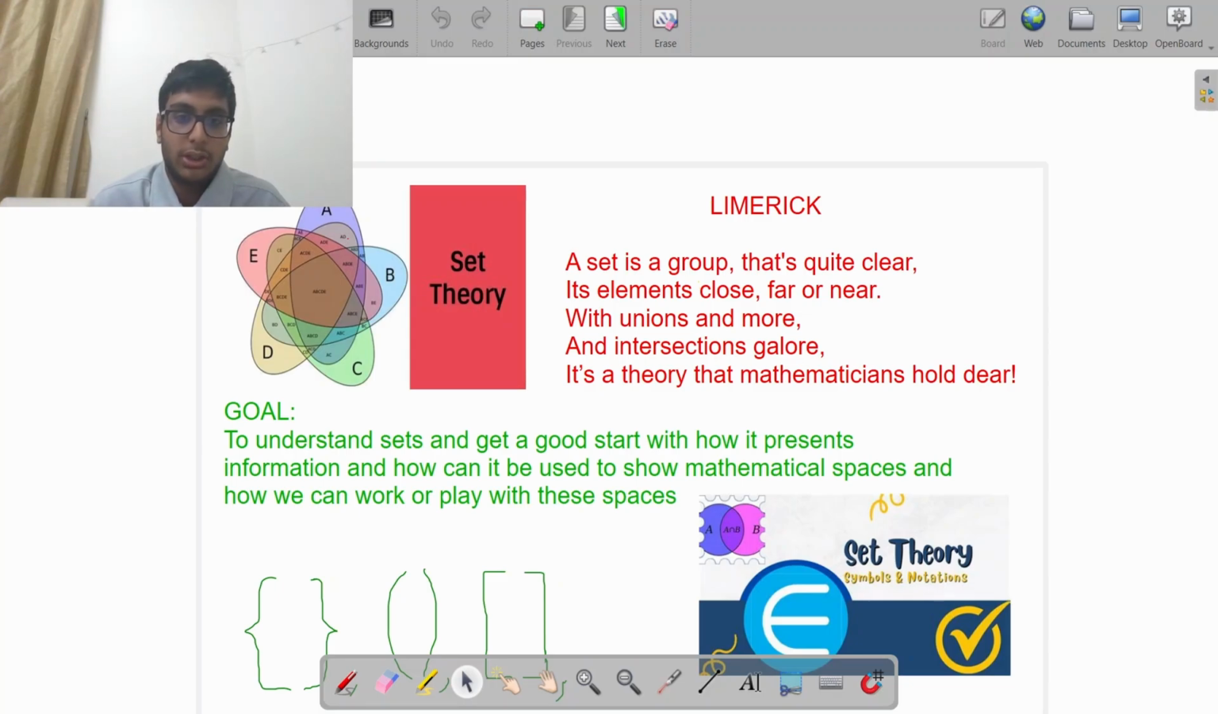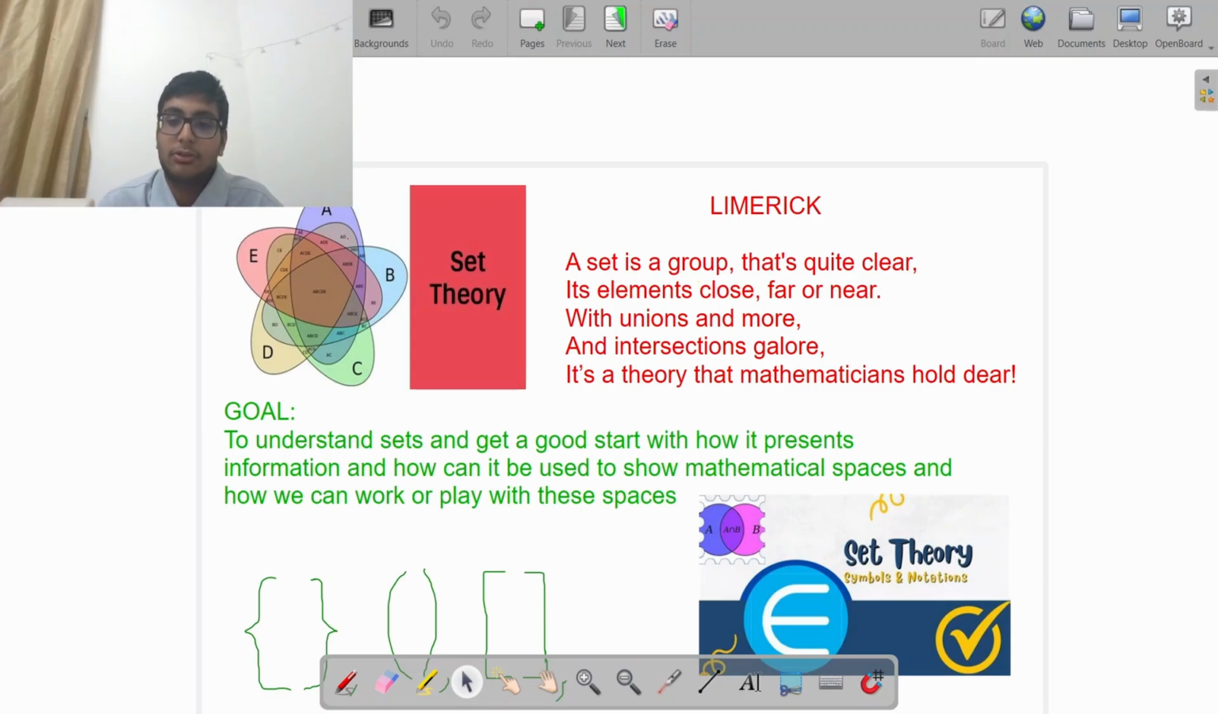So the goal today is written over here. To understand sets, get a good start with how it presents information and how it can be used to show mathematical spaces, which we have discussed in relations and functions, the first video, which will be here. Now, we are gonna play with these spaces too and learn more about the relation with sets. But have fun with this short limerick that I have made.